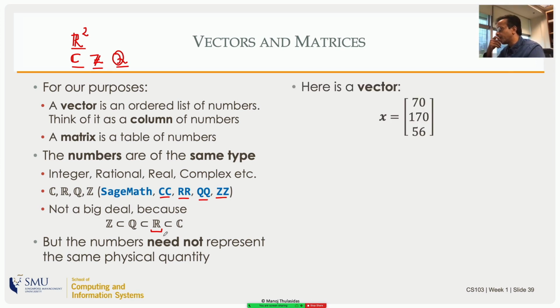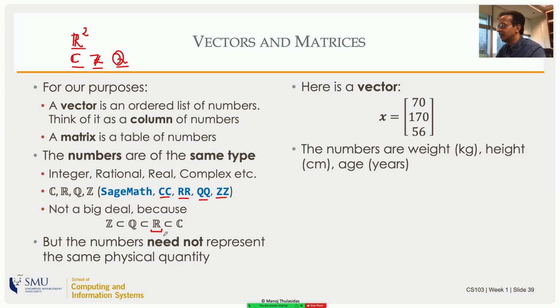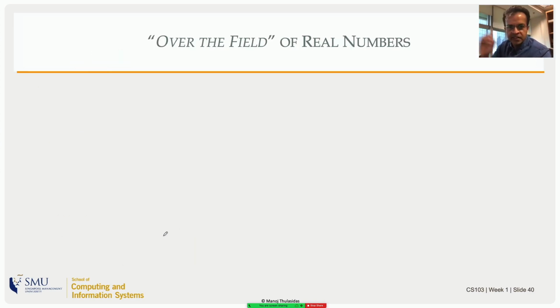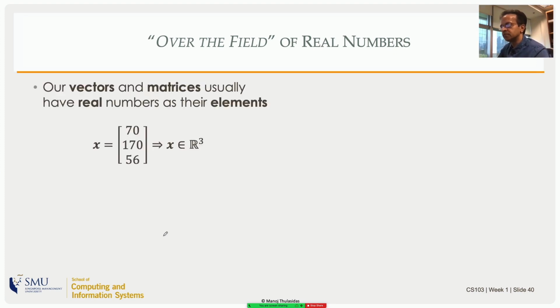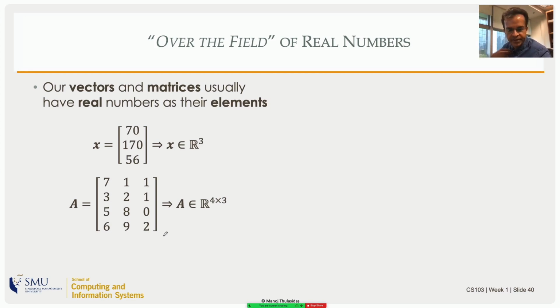So I'm giving you a vector here. These are three measurements, so three numbers pertaining to me, myself. What are those three numbers? Any guesses? Yeah, it is actually right there. There's my weight, height, and age. Here's a matrix. In fancier language, we will call our matrices over the field of real numbers. So vectors are over the field of real numbers, etc. So this is a member of R3. This is a matrix which is a member of R4 by 3. Remember, always rows first, columns second.